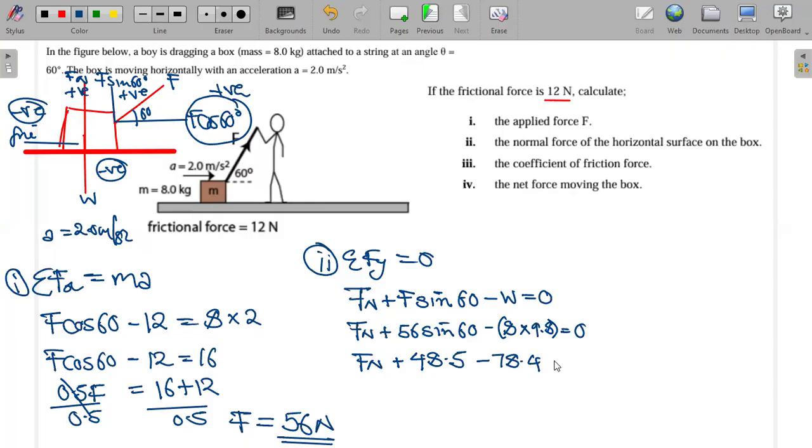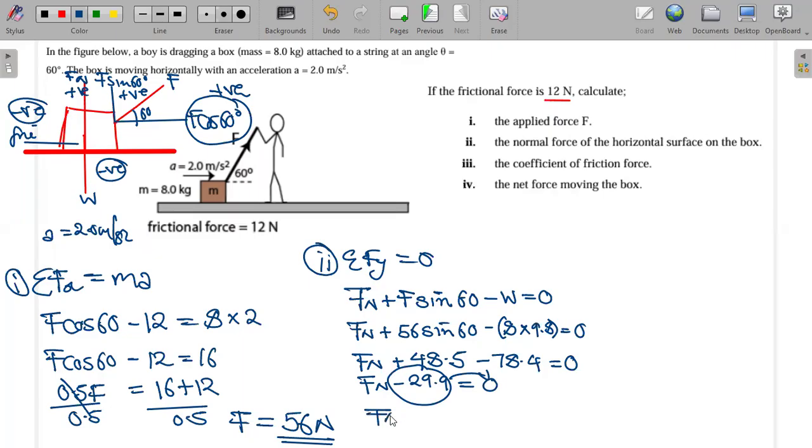Okay, 78.4. This will be equal to 0. Okay, 48.5 minus 78.4 is 29.9. So we're going to have a negative 29.9 being equal to 0. Then I'll just take this guy and take it to the other side of our equation.